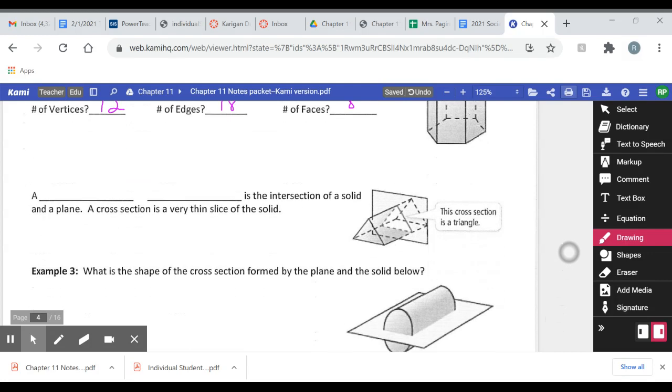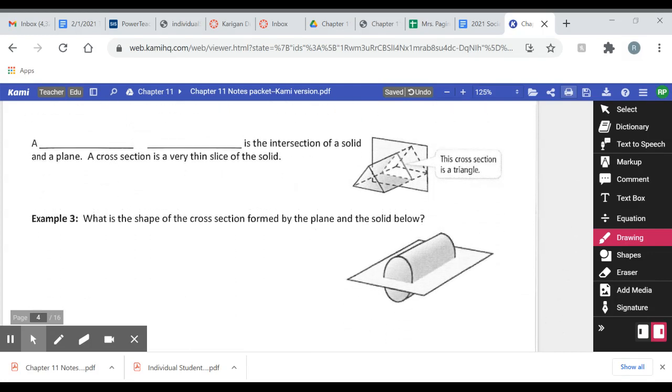And then the next thing here is talking about a cross section. So a cross section is the intersection of a solid and a plane. A cross section is a very thin slice of the solid. So I think of it as like a saw blade is cutting this 3D figure in half, or cutting it in one spot at least. And if I cut it with a saw blade and then I open up the figure to show you the inside and ask you what 2-dimensional shape do you see, that's what we mean by a cross section.